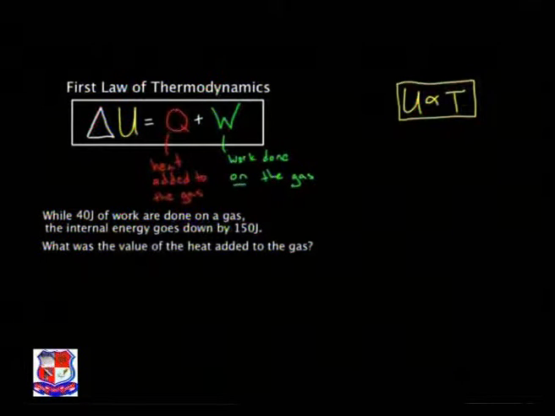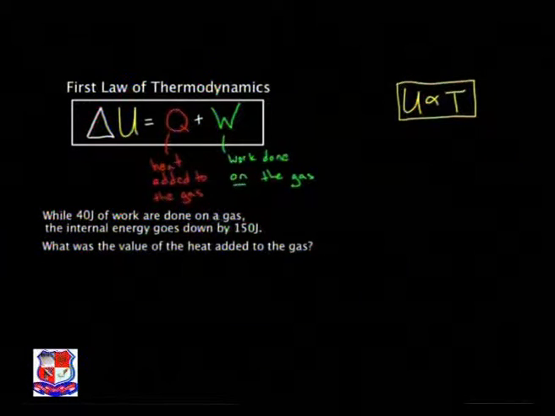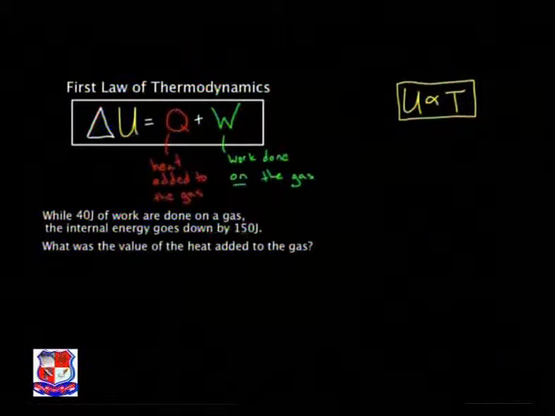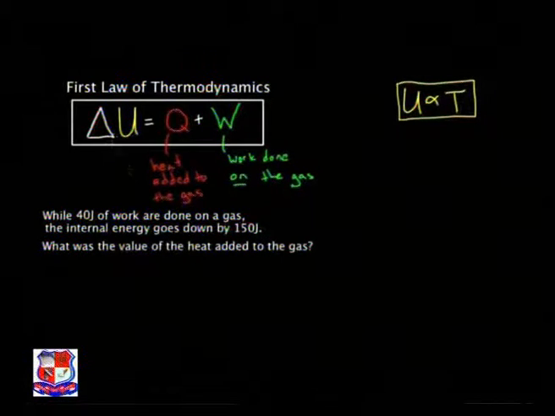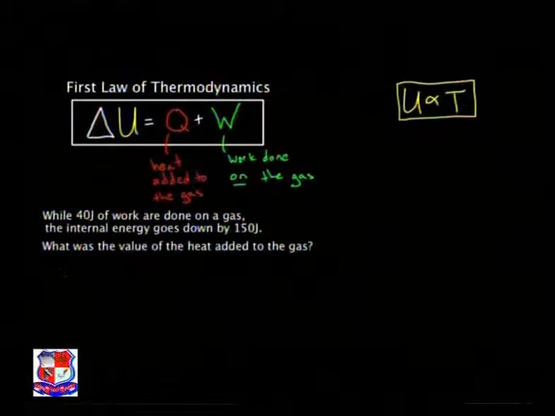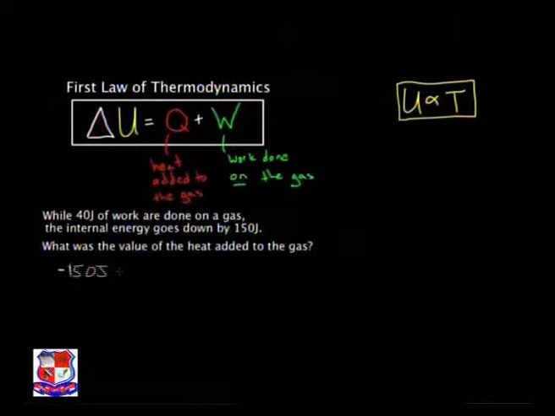What do we know? 40 joules of work are done on a gas. So this work has got to be a positive 40 because the work is done on the gas and not by the gas. And we know the internal energy goes down by 150 joules. It means the change in internal energy has to be negative 150. So if I plug in here, my delta U, since my internal energy went down by 150, is going to be negative 150.